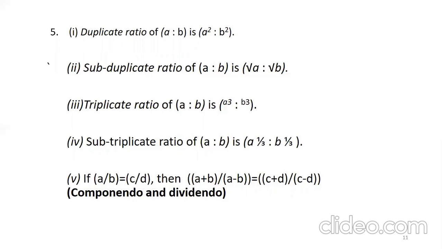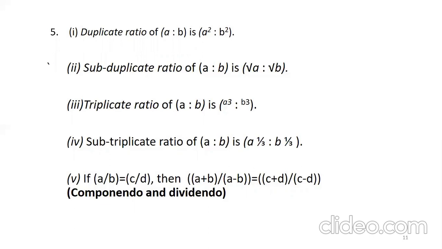The triplicate ratio is the power raised to 3. Suppose 2 is to 3 is there. Now the triplicate ratio of that is 2 cube is to 3 cube. It's 8 is to 27. Subtriplicate ratio is cube root of A is to cube root of B.